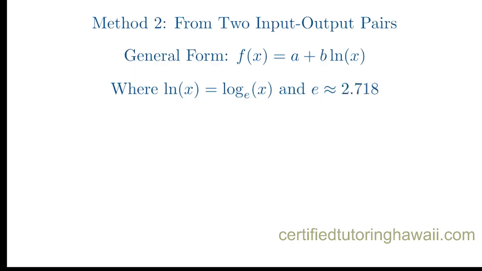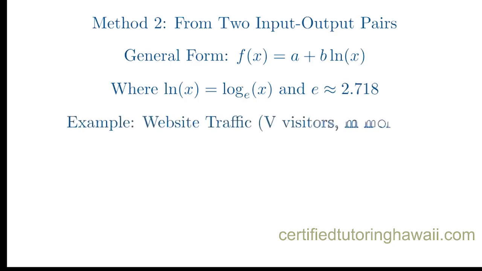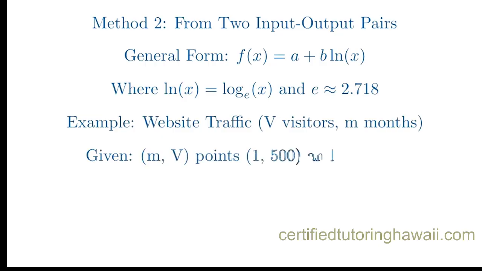Let's consider an example of website traffic. The model is for the number of visitors, v, as a function of the number of months, m. We have 2 data points. After 1 month, there are 500 visitors, and after 10 months, there are 800 visitors. This looks like a logarithmic pattern. The traffic increased a lot in the first month, but then slowed down, only adding 300 visitors over the next 9 months. Let's build a model.